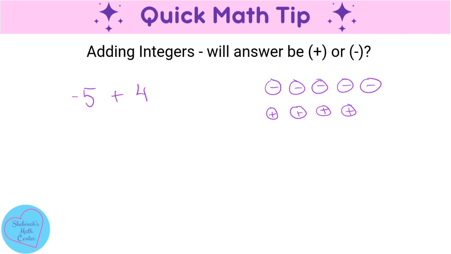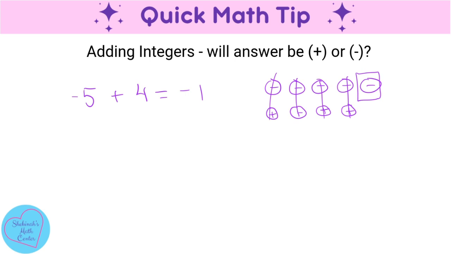We can quickly look at this and tell that our answer will be negative because we have more negatives. We have 5 negatives and we only have 4 positives, so our answer will definitely be a negative. And if we slash out 0 pairs, we are left with a -1.